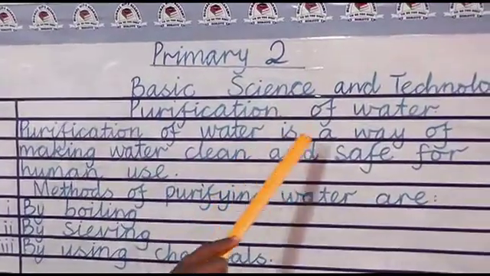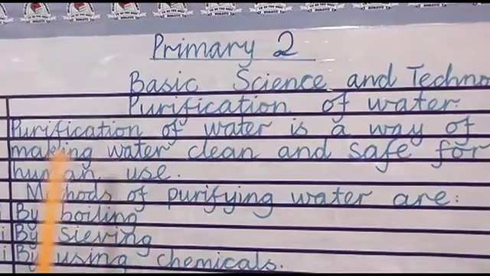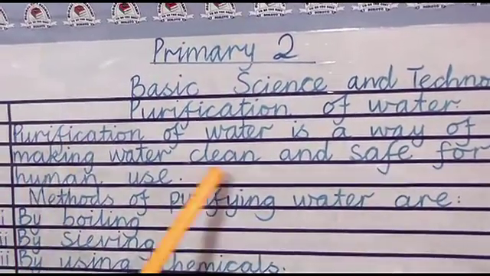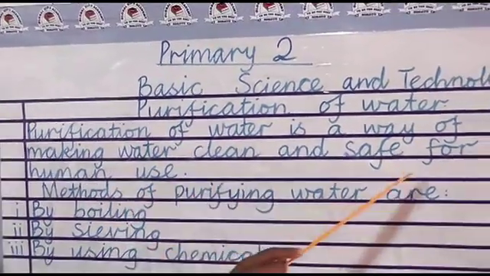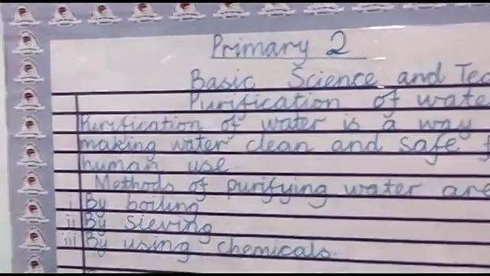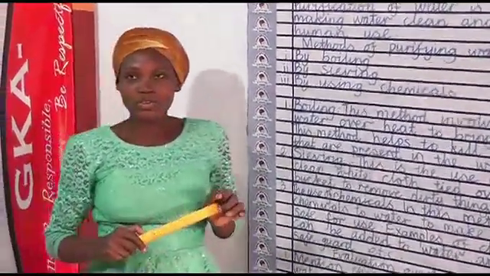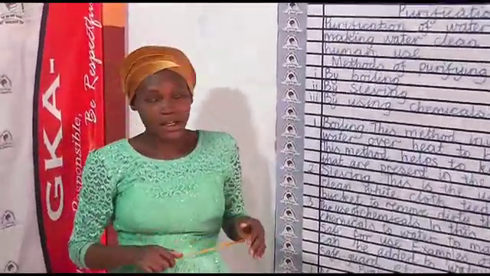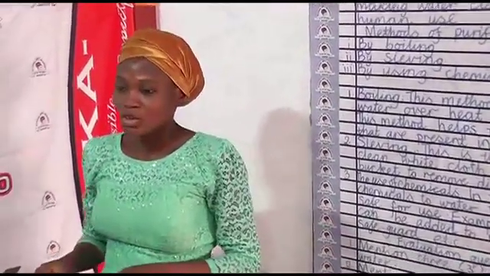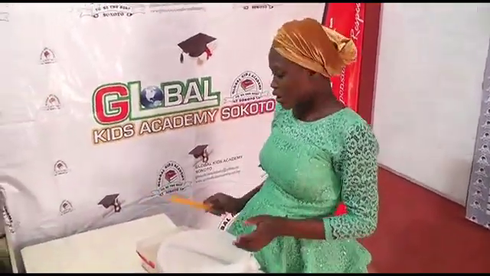Purification of water is a way of making water clean and safe for human use. It means the water might be unclean before and you need to make it clean for human use. We have many methods for purifying water, and we are going to demonstrate two methods of purifying water to make it safe for human use.